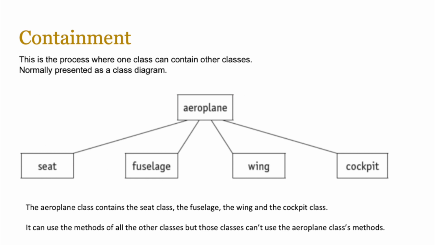Another concept is containment, and this is the process where one class can contain other classes. To me, this is slightly like inheritance, but the other way around. Inheritance basically means you have this root at the top, which can then generate all these objects. When you flip that structure, that's where you have containment. So the aeroplane class in this particular case contains the seat class, the fuselage, the wing, and the cockpit class. And it can use the methods of all these other classes, but those other classes can't use the aeroplane class's methods.